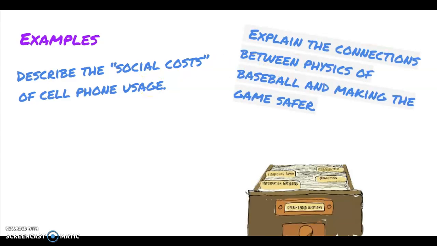Explain the connections between the physics of baseball and making the game safer. So explain the connections between science and safety in baseball. How does science impact the safety of baseball? Again, that how is just implied there. So you could literally put how and why. You could put explain, describe, analyze, and they'll lead you to those types of questions.